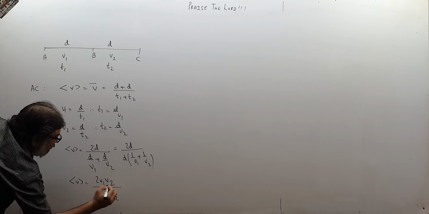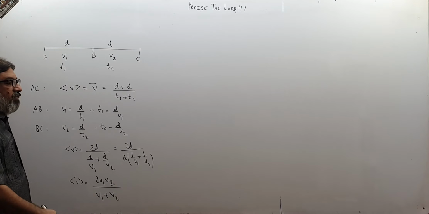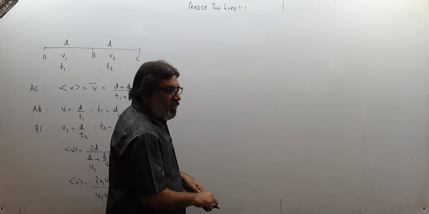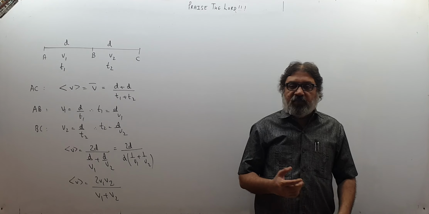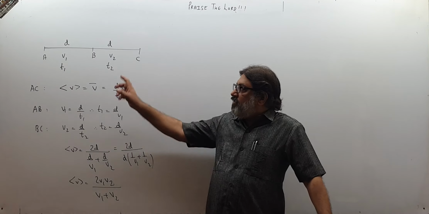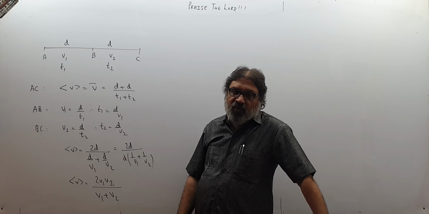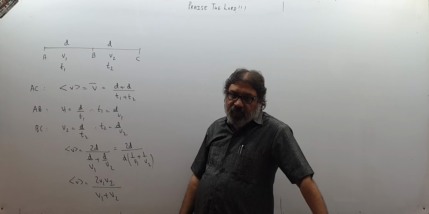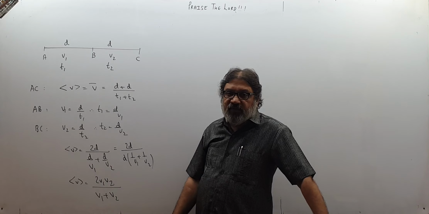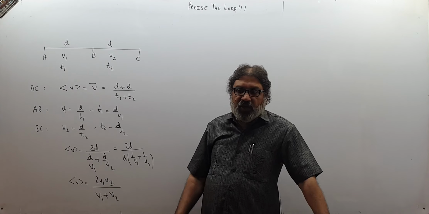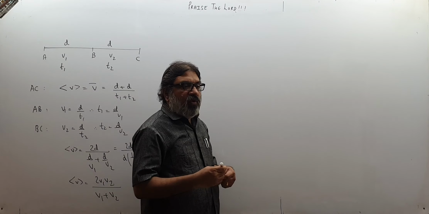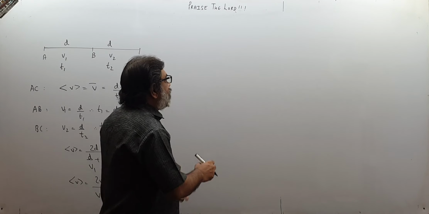So children, please understand, average speed won't be V1 plus V2 upon 2. It is 2V1 V2 upon V1 plus V2. So please remember, when distances are equal, the average speed for the entire journey will be 2V1 V2 upon V1 plus V2. Not V1 plus V2 upon 2, what you must have thought at the beginning.